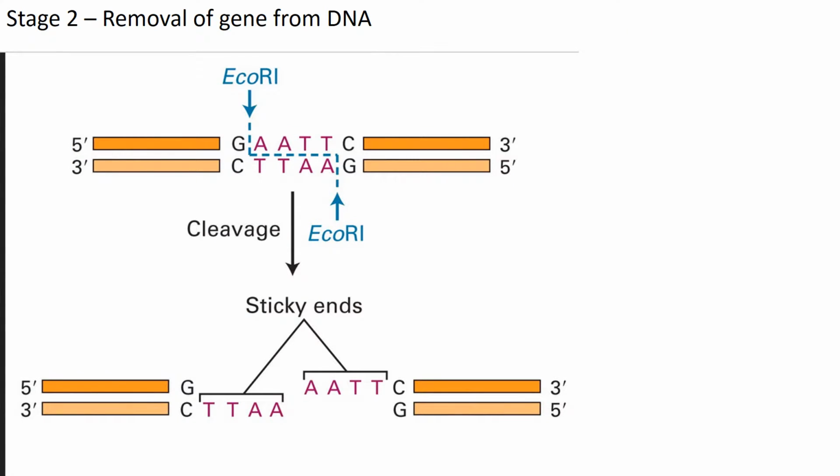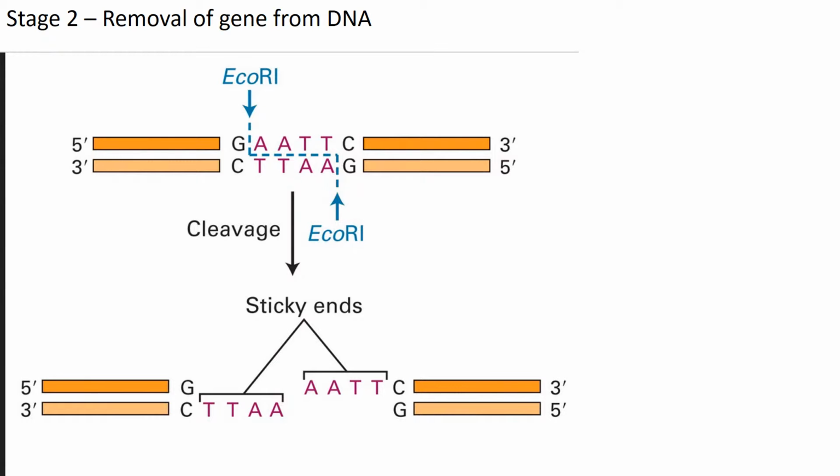Stage 2. Now we need to cut the gene from the donor DNA, and there's a very special enzyme called a restriction enzyme, and this cuts a precise DNA location. Here this one cuts at this AATTC section here. This one's called EcoR1, this restriction enzyme. Once this thing cuts, you get what are called these sticky ends.